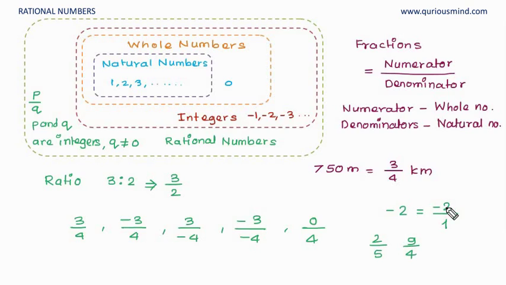All integers are also rational numbers. Similarly, we know every decimal number can be represented in the form of a fraction, and hence all decimal numbers are also rational numbers. So all the numbers which we have learned till now, all of them fall in the category of rational numbers. In our next video, we will look at some properties of rational numbers and how we perform operations on rational numbers.